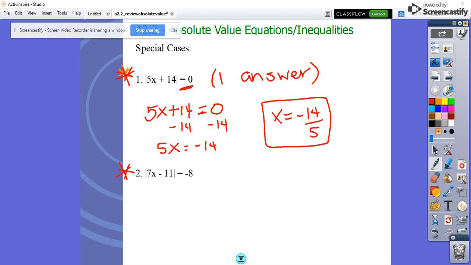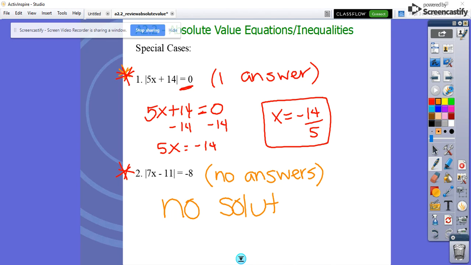Okay. So most absolute values have two answers. Special case number 1 only has one answer. Special case number 2, here's what I want you to think about. Absolute value is equal to negative 8. This one, I hope that you're all thinking in your head, has no answers. We cannot be negative units from 0. So this one is a no solution. You don't even have to do any work. We have an absolute value equaling a negative number.